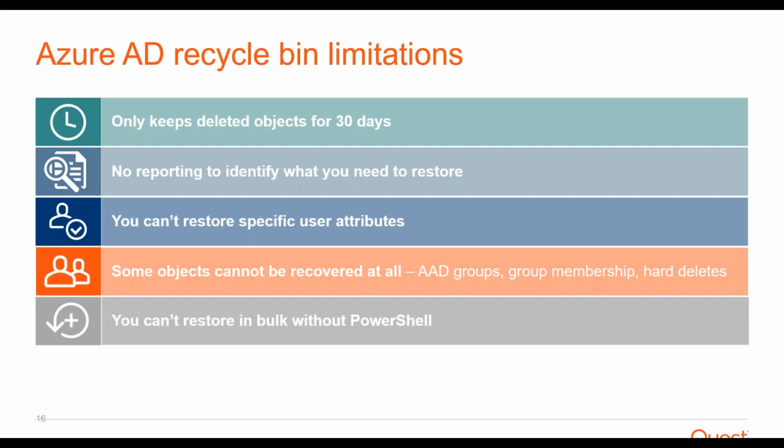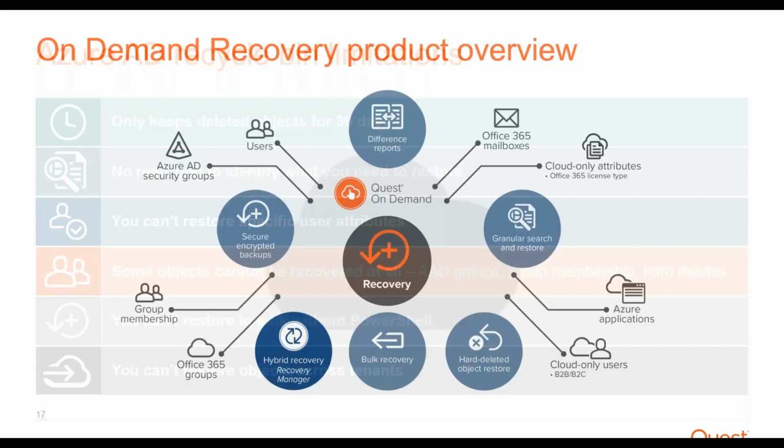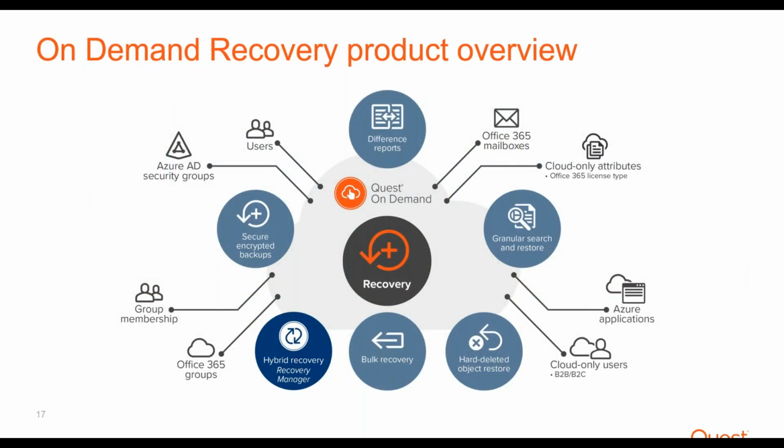Restoring in bulk is not very straightforward with the recycle bin without using PowerShell, and you're limited to one tenant, as you would expect. The tenant boundary defines what Azure AD recycle bin can protect, but with on-demand migration, and in fact all of our on-demand platforms, it's multi-tenant essentially, so you can manage multiple tenants from one interface. And again, a conceptual view of this: what do we protect here?